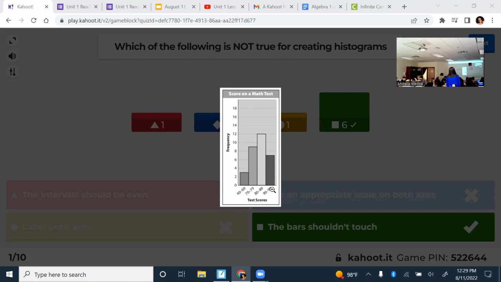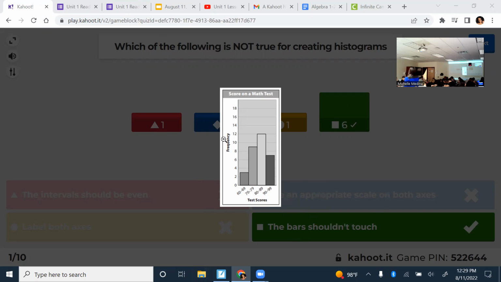But if you did your lesson the day before yesterday, when you should have, you saw that the bars overlap on the same number, right? So you learned when it was 4 to 5, whether you put it in the 4 or the 5. So it might look like that. Either way, the intervals should always be even. You should have your scales labeled appropriately.